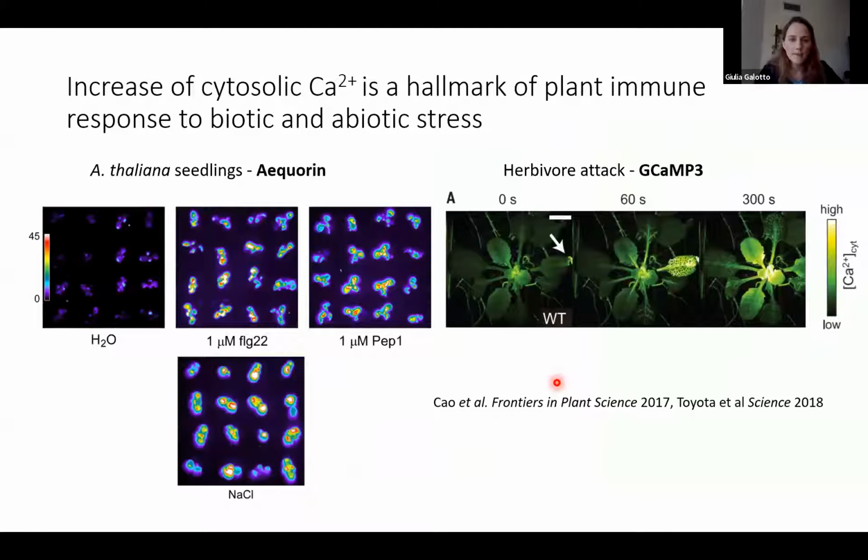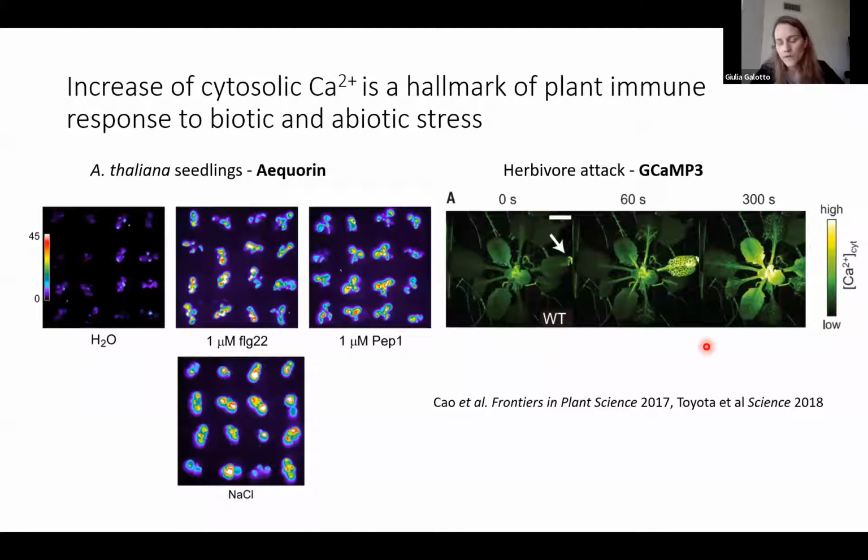An increase of cytosolic calcium is a hallmark of plant immune response to both biotic and abiotic stresses, and this has been very well characterized in Arabidopsis. On the left of the slide, we can see Arabidopsis seedlings that are expressing aequorin, which is a calcium sensor. Here the seedlings have been treated with flagellin, which is a bacterial protein, with PEP1, which is actually a plant protein that amplifies the response, and with sodium chloride. We can see that in Arabidopsis, both biotic and abiotic stress trigger a cytosolic calcium increase.